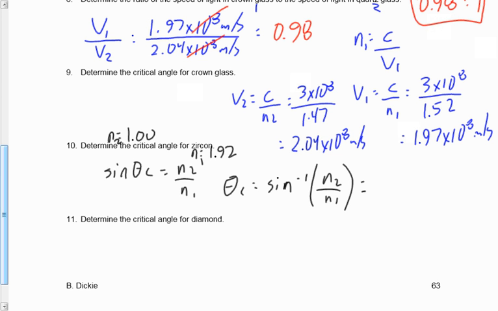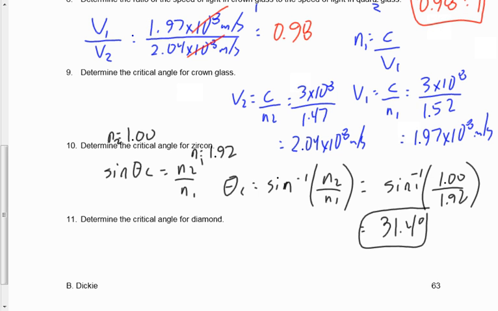N2 over N1, so it's going to be the inverse sine of N2, which is 1.00, over 1.92. What do you get in your calculator when you do that? 31.4 degrees. I think we found the other day the critical angle for glass to be somewhere in the range of 42 degrees. The critical angle for zircon, which is like cubic zirconium, the fake diamond, is 31.4 degrees.